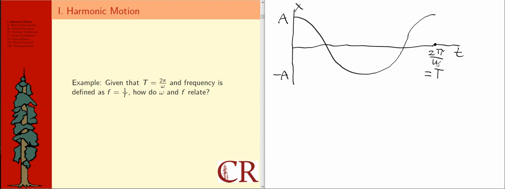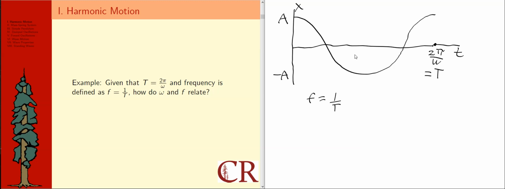So we just discovered in the last example that the period is equal to 2 pi over omega. So in this example, it says given that T, the period, is equal to 2 pi over omega and frequency is defined as f is equal to 1 over the period T, how do omega and f relate? Well, since f is equal to 1 over T, I'll write that down first here.